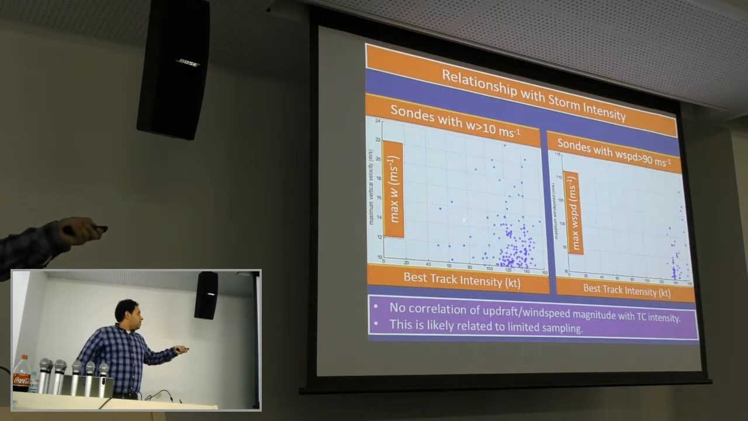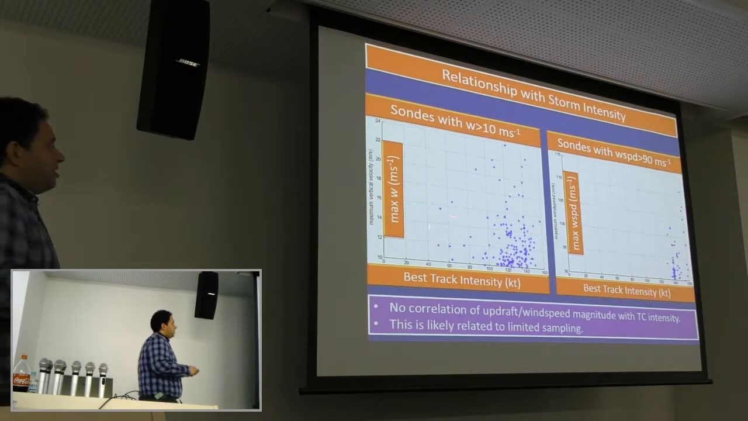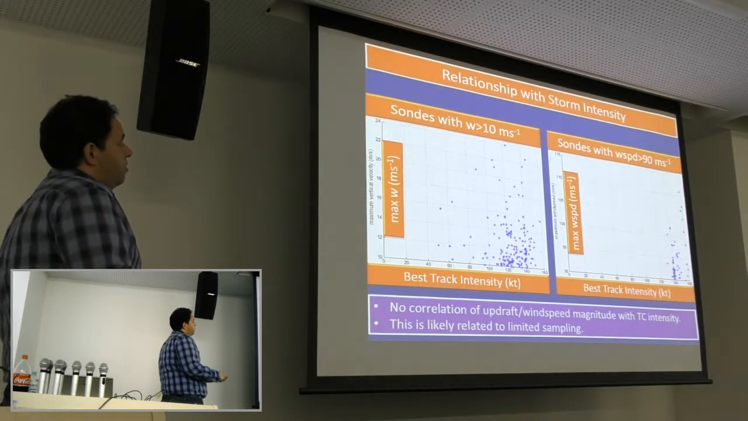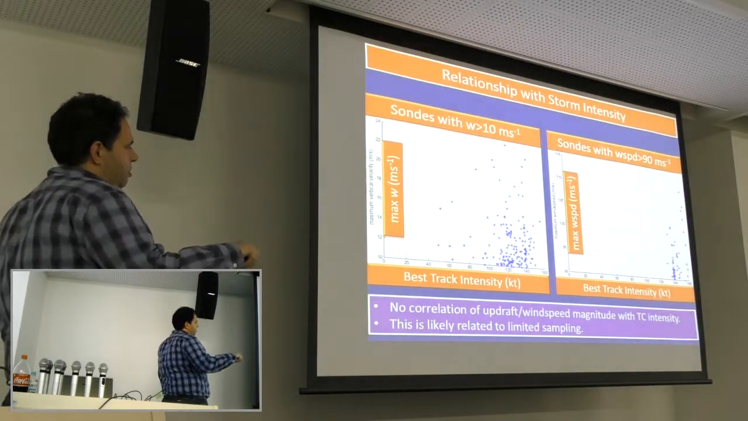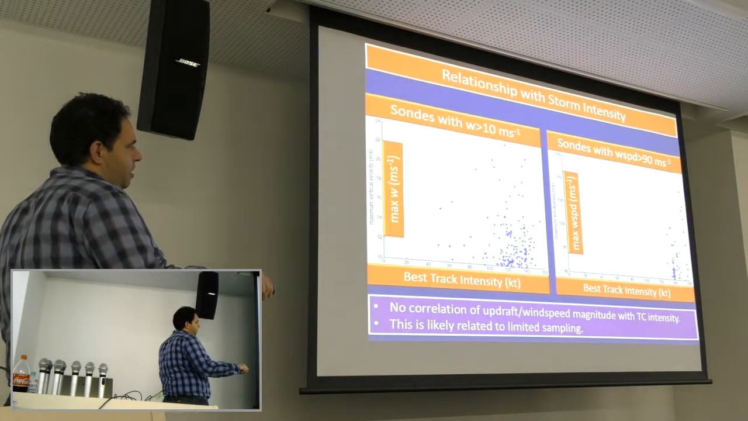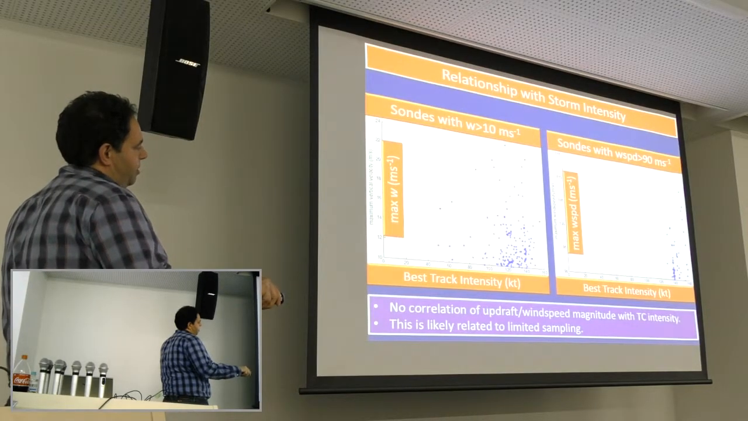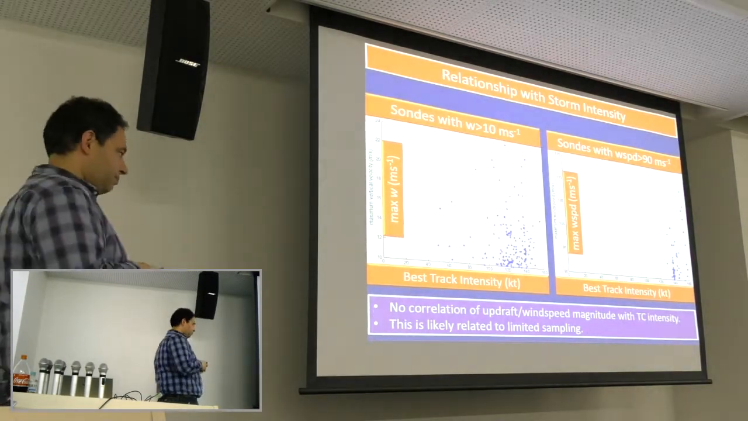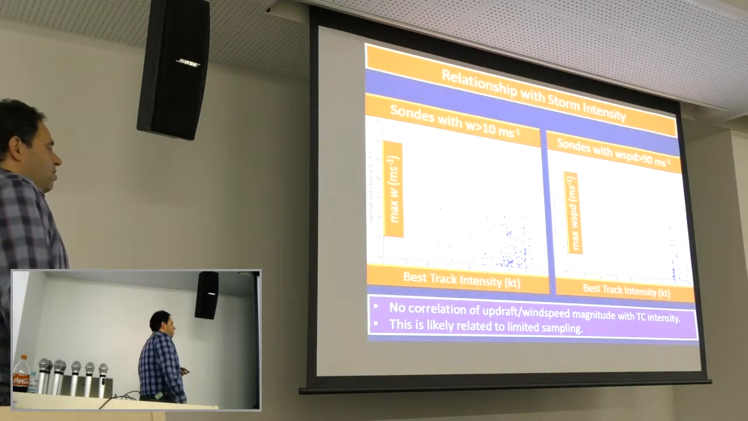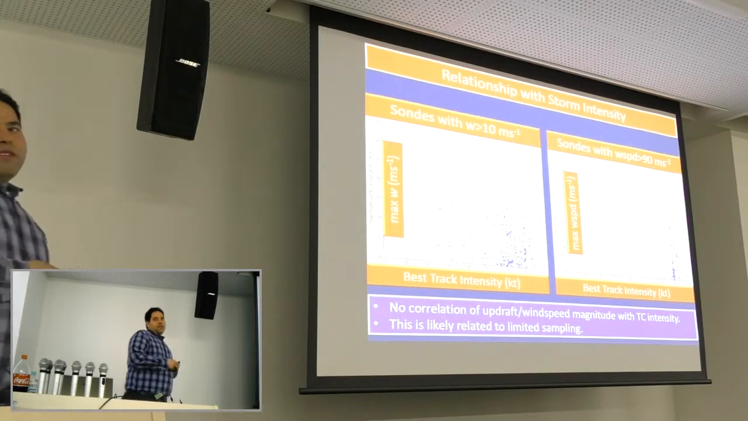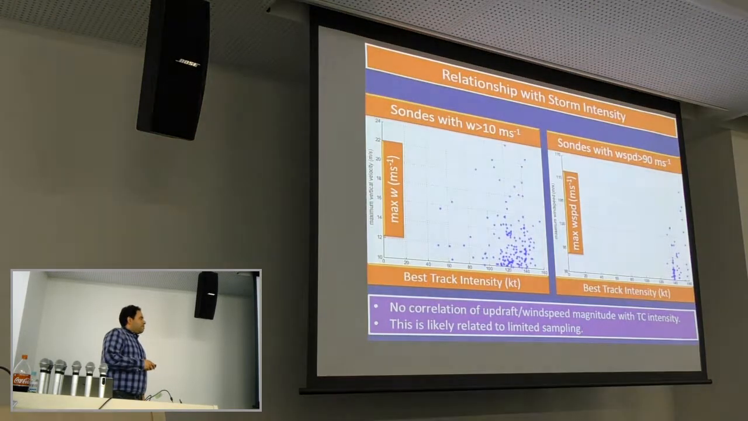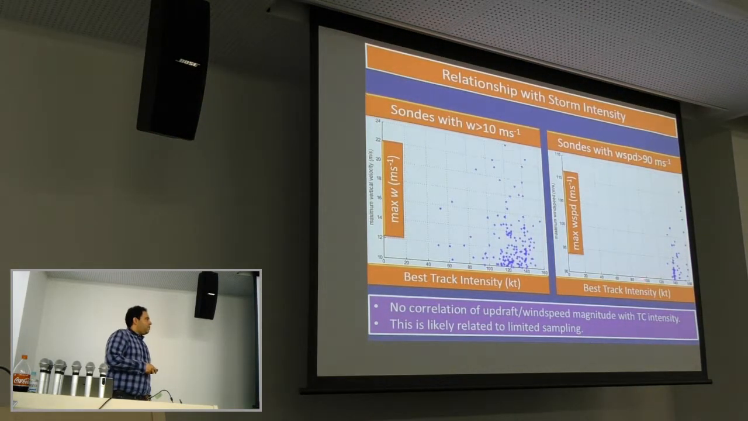Just going back quickly here, this is a scatter plot of the best track intensity versus the maximum vertical velocity. Before I was showing you just the frequency distribution. This is the maximum vertical velocity versus the intensity, and on the right the maximum wind speed versus the intensity, so the mean intensity of the storm. Interestingly, there's not really any correlation of the wind speed and updraft magnitudes with best track intensity. And I think we should expect that there is a relationship, especially for wind speed. The strongest wind gusts should probably be in the storms that have the strongest mean intensity.